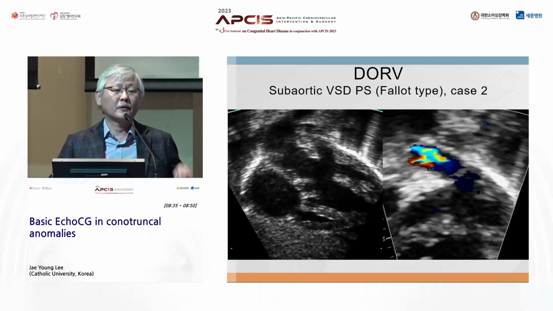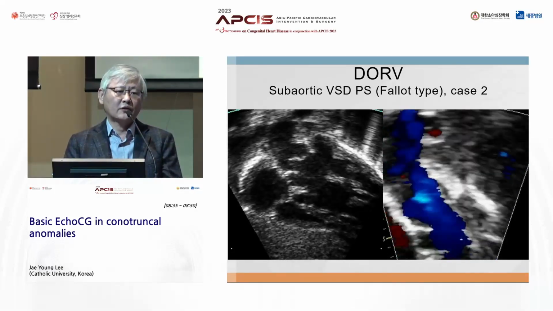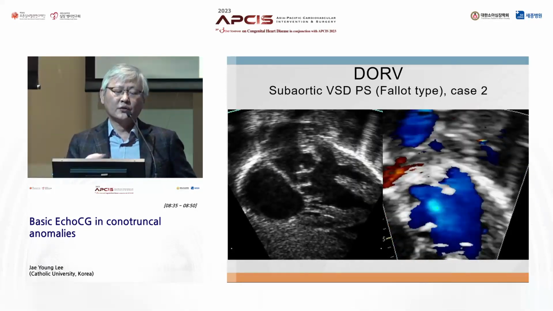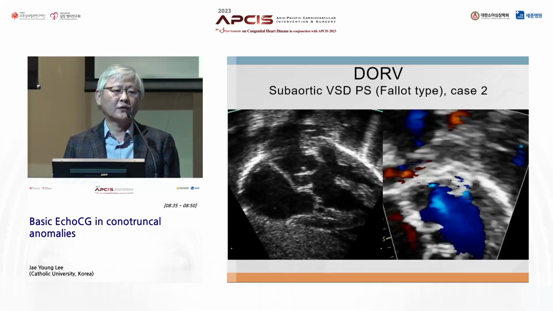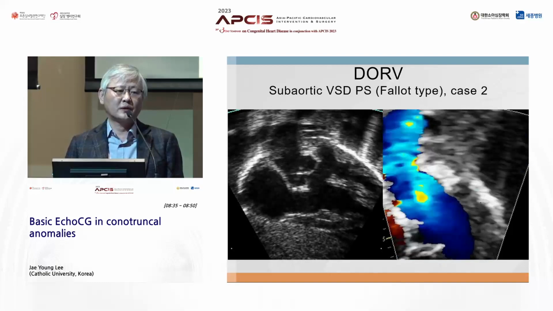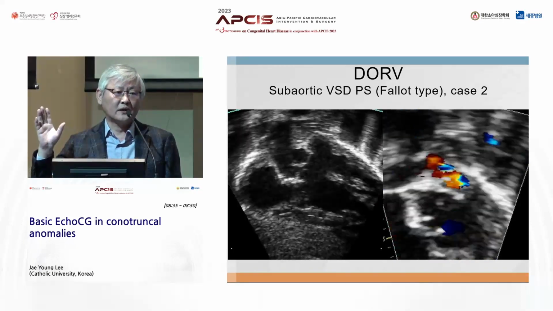The infundibulum is not so narrowed, but in this case, the valvular stenosis was very severe. So this patient had balloon valvuloplasty a few days after birth because of severe cyanosis. Very good candidate for intervention.